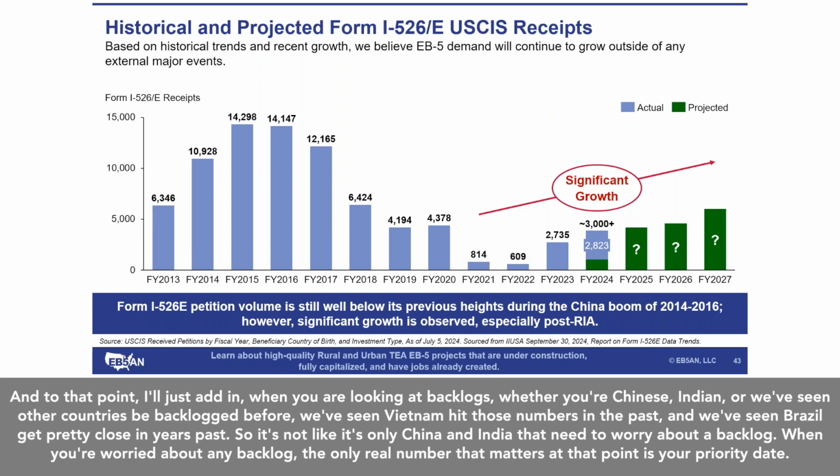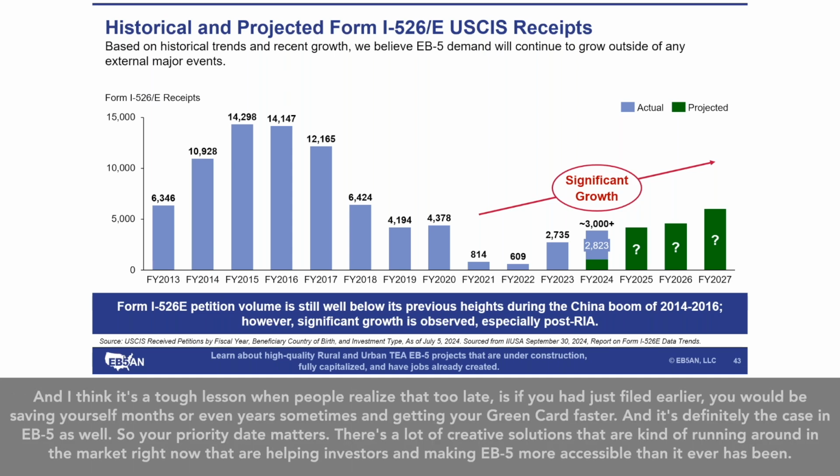Yeah, and to that point, I'll just add in, when you are looking at backlogs, whether you're Chinese, Indian, or, we've seen other countries be backlogged before. We've seen Vietnam hit those numbers in the past, and we've seen Brazil get pretty close in years past. So it's not like it's only China and India that need to worry about a backlog. When you're worried about any backlog, the only real number that matters at that point is your priority date. And I think it's a tough lesson when people realize that too late, that if you had just filed earlier, you would be saving yourself months or even years sometimes in getting your green card faster. And it's definitely the case in EB5 as well. So your priority date matters.